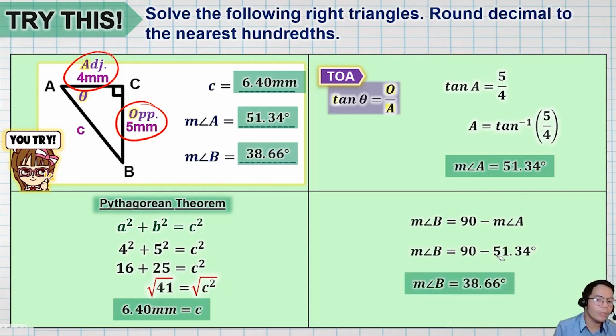And if you subtract that 51.34 from 90 degrees, you will also get the measurement of angle B, which is 38.66. Gets po? So that's our first and second most likely examples.